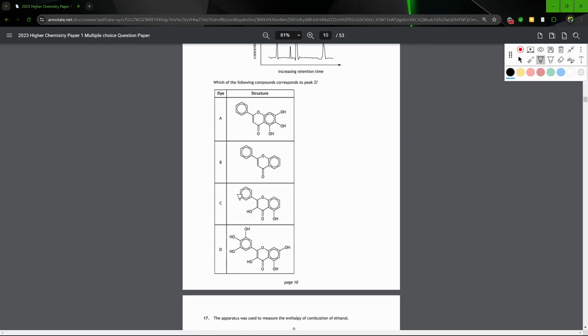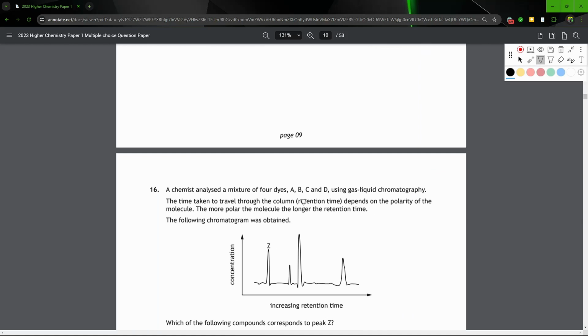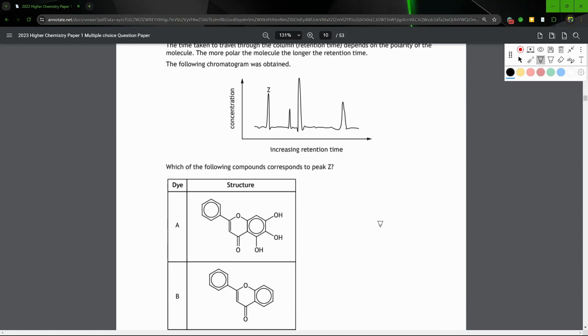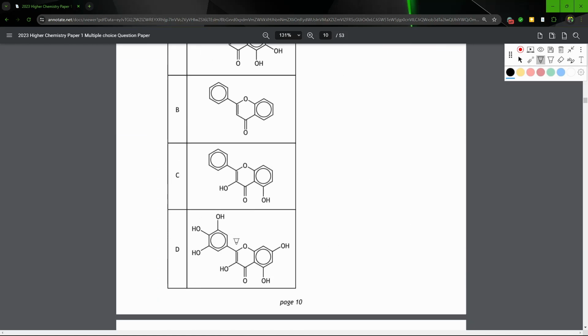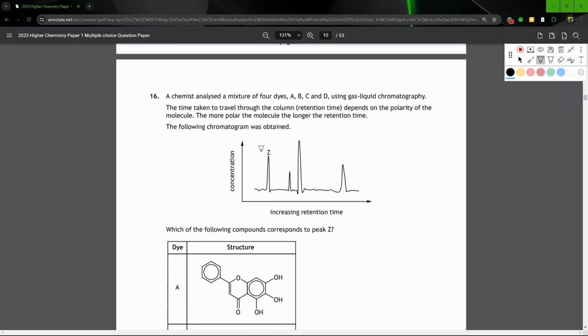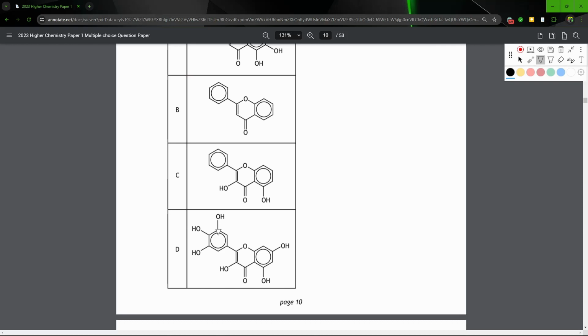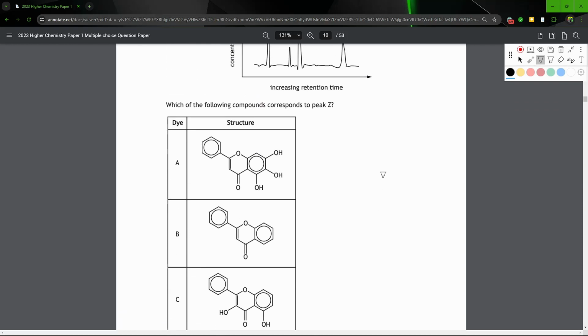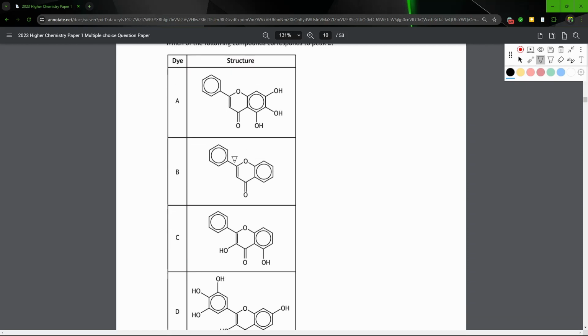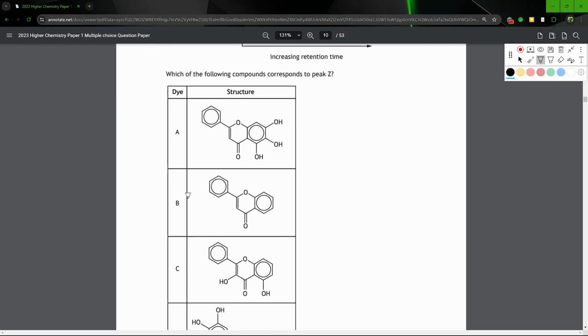Okay, so these are all the dyes, and the longer the retention time, the more polar the molecule is. So we'll have a look at D. Well, it's probably not going to be Z because it has one of the lowest retention times. It's very, very polar. Look at all these polar bonds. We've got hydrogen bonds all over the place. So we'll find the thing with the least polarity. And well, the answer jumps out at you right here. B is the only one that even lacks OH bonds. So I would say it is B.